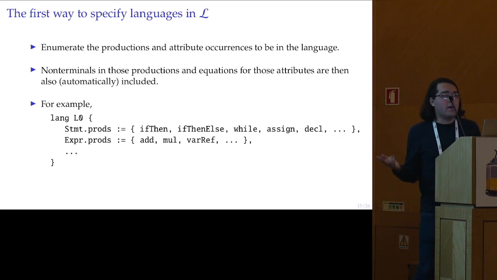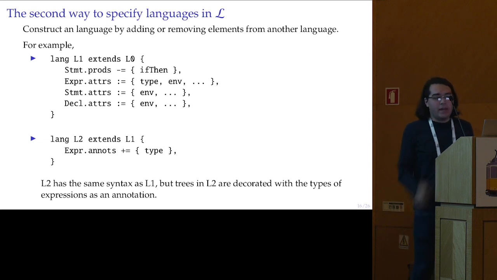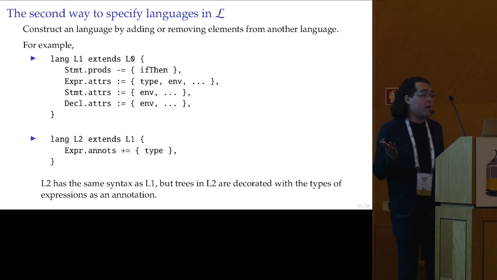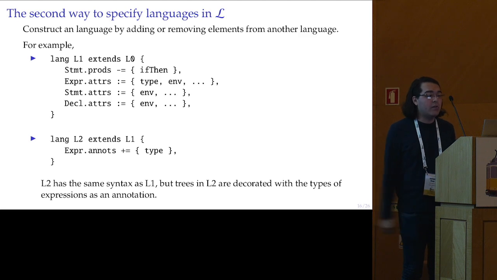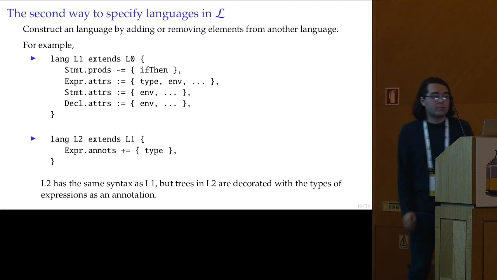Then there's the second way, which provides the convenience of being able to extend languages. You can say, I'm defining a language L1 that extends L0 by removing the if-then production. I might then say new attributes are present that weren't present in L0, like now I can compute typing. I might have an environment, and other attributes, everything I need to do type checking.